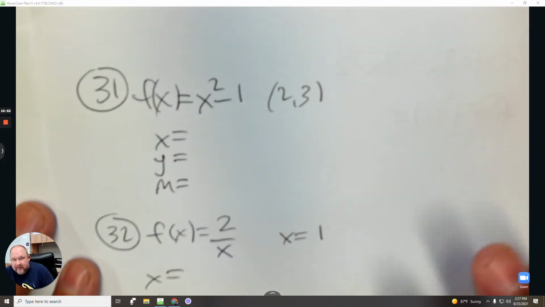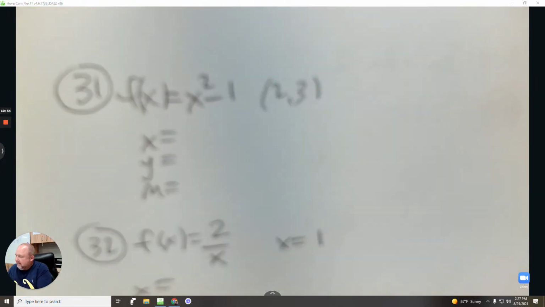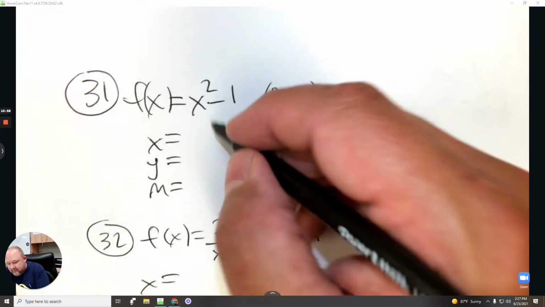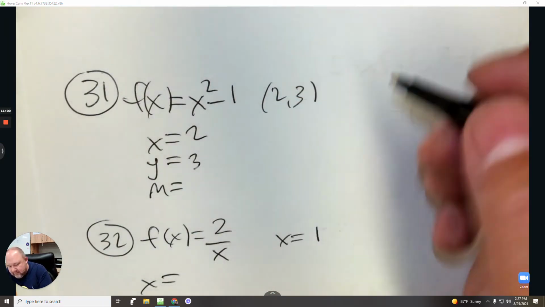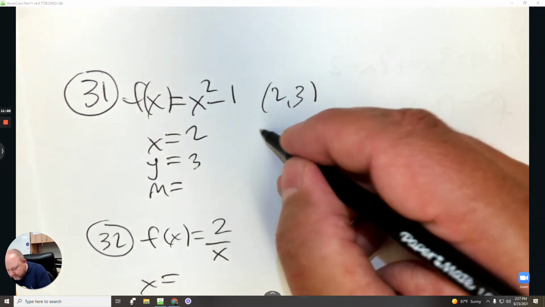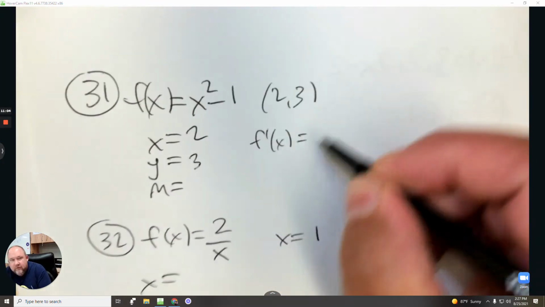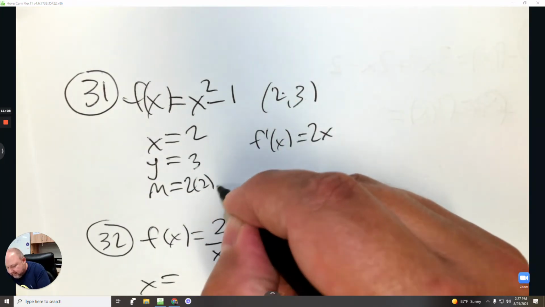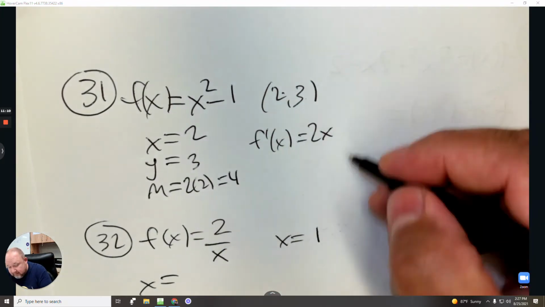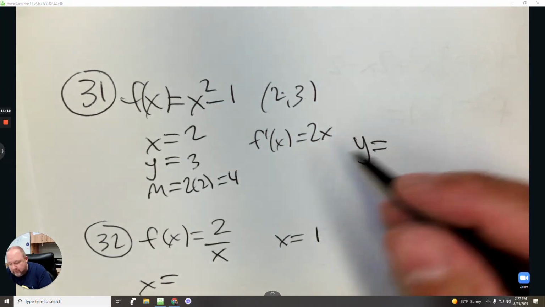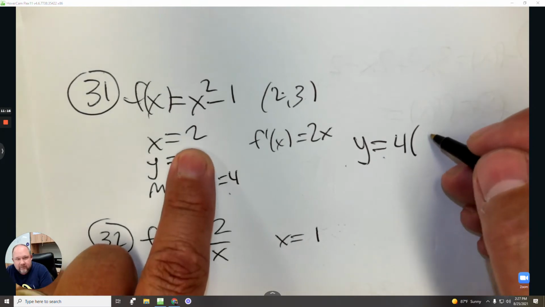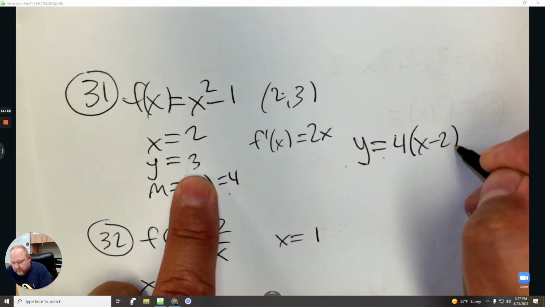Press pause. For number 31, we're doing the tangent line, right? Make sure that we're doing it right. So this is what we're given, x and y. I need to know the derivative. So the derivative here is 2x, and then plug in the x value. So the slope is 4, and then all together the line would be y equals, the slope is 4, and then x minus 2 plus 3.